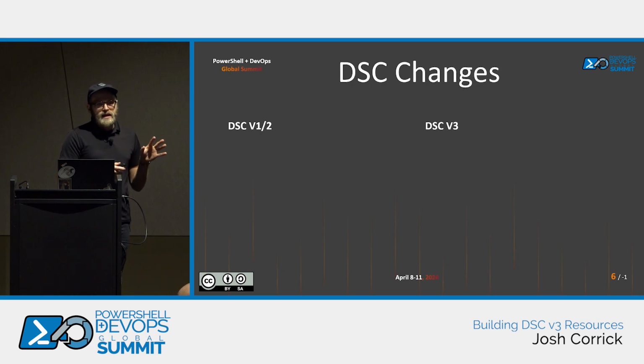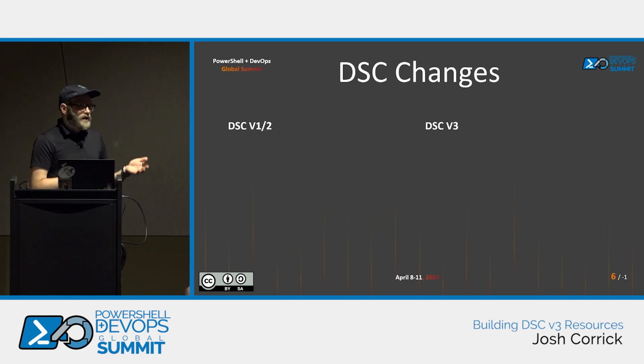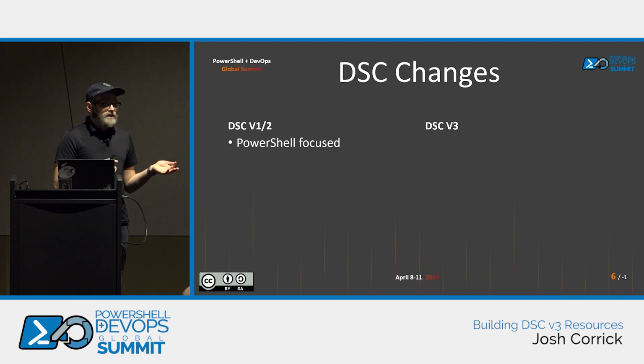For those of you who did not attend the talk yesterday or haven't been reading what's going on, here are the changes that are going on with DSC. DSC v1, v2, we all know and love, PowerShell focused. If you wanted to write a resource, it was PowerShell with a schema MOF to define what that PowerShell resource should look like. You had to have PowerShell installed. It was built into version 4 of PowerShell and then 5.